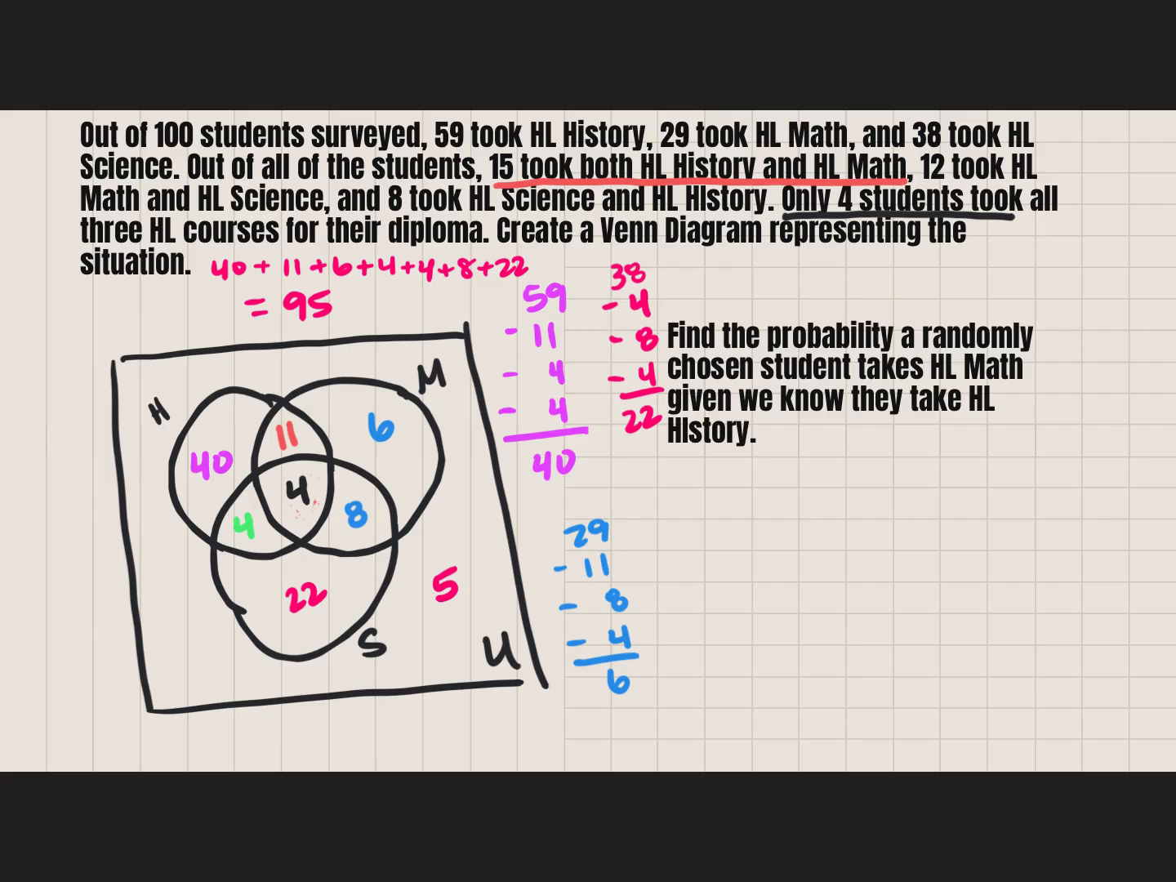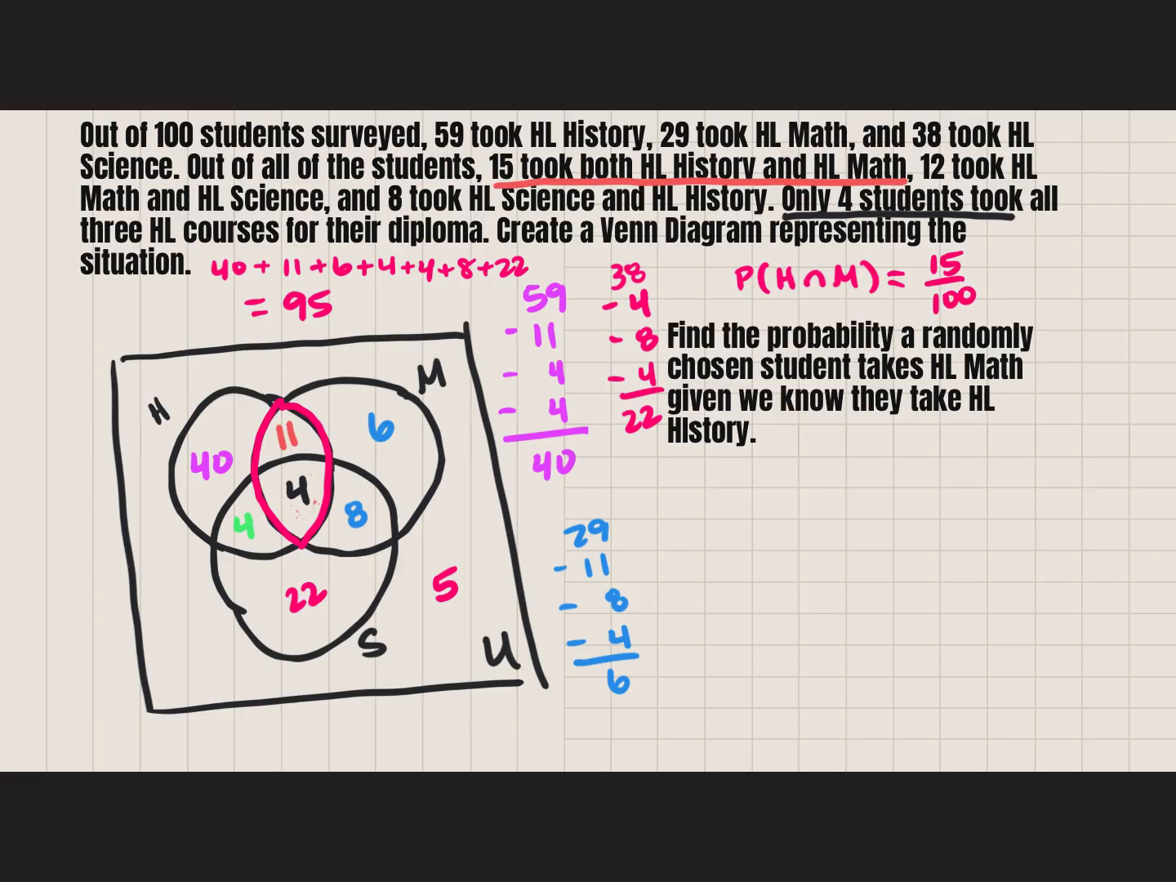So if I wanted to, let's say, find the probability that a student takes history and math, well, that's going to be the intersection between history and math, and we have to be really careful not to exclude some of the values here. My intersection between history and math is this full portion of 15 students out of the 100 total.